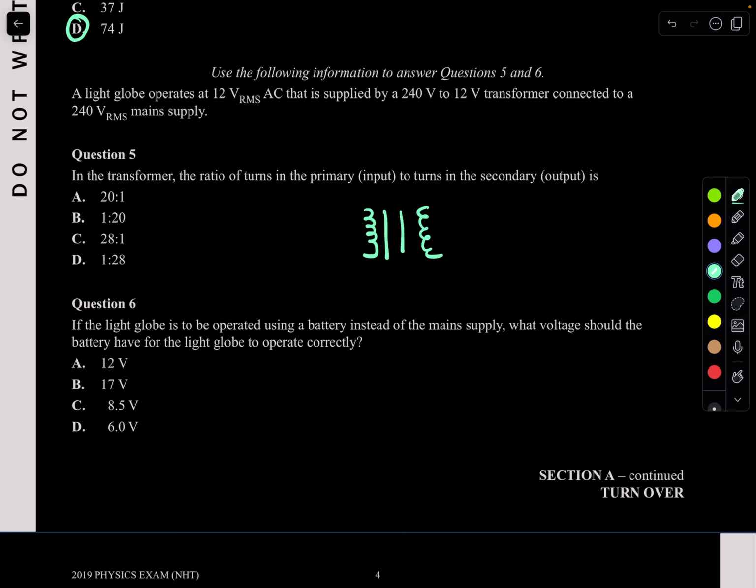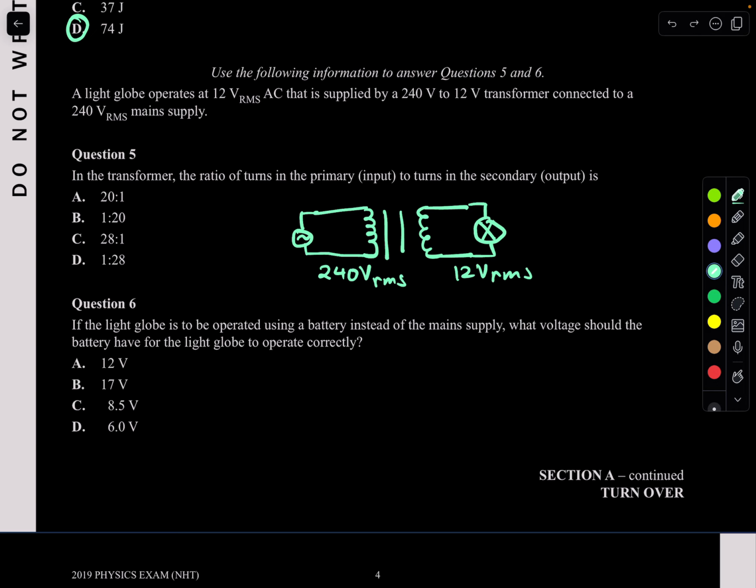Over here, we know it's converting 240 volts RMS to 12 volts RMS, where it's used to operate a light. So imagine a light here, it's used to operate that light. And we have an actual supply, and it's AC, which provides 240 volts RMS. Done.